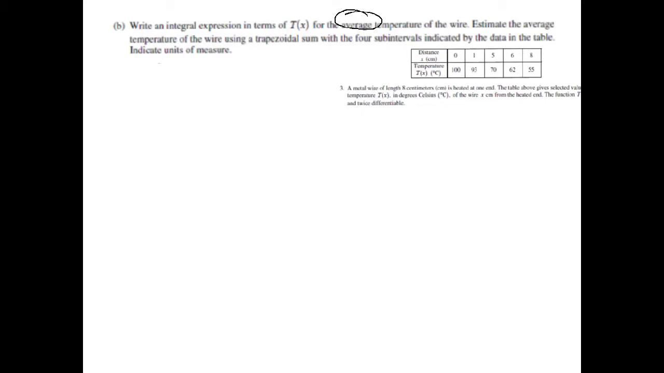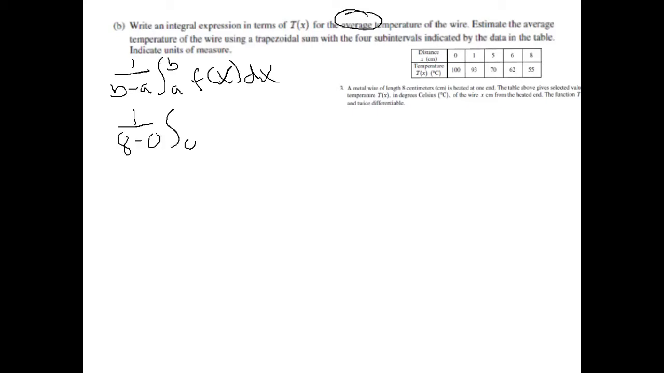The average value is that thing that we learned that was 1 over b minus a times the integral between a and b of f of x dx. So now I need to take that and apply it to this problem to find the average temperature. Well, that would be 1 over 8 minus 0 times the integral between 0 and 8 of T of x dx. So now I've done the first part where it says write the integral expression in terms of T of x for the average. There it is.